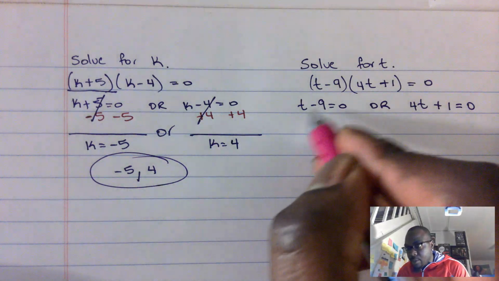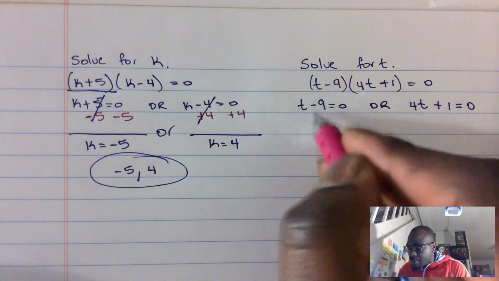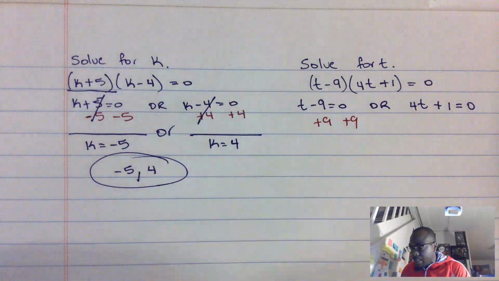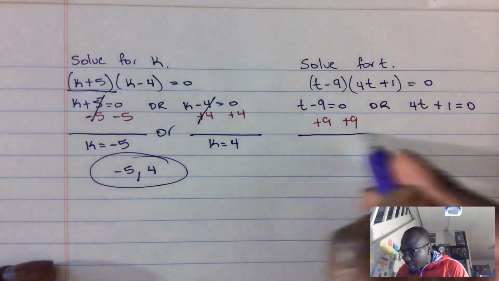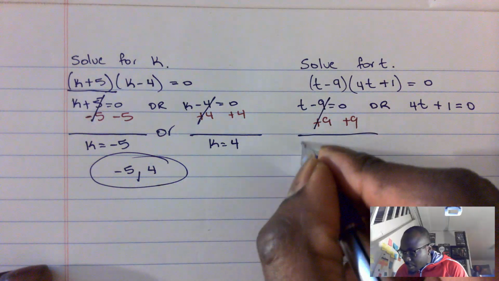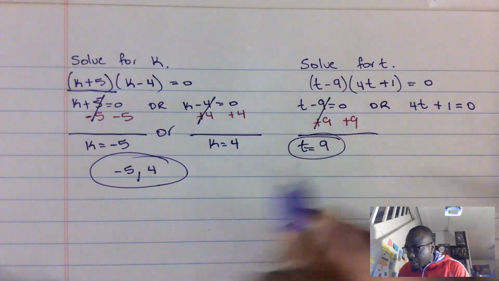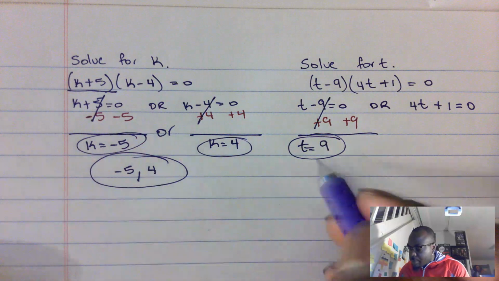The first thing I'm going to do: the opposite of subtraction is addition. So I'm going to add 9 to both sides here. When I do that, the 9s cancel, so t is equal to 9. All right, that's my first answer.